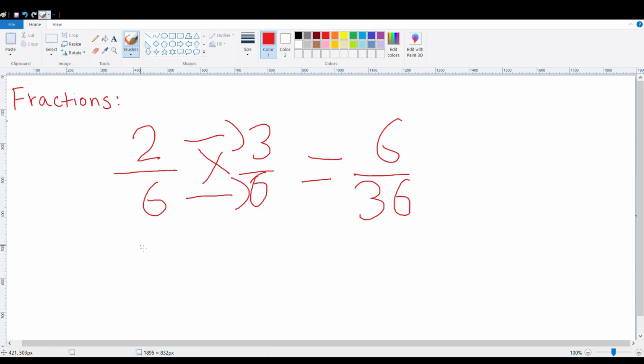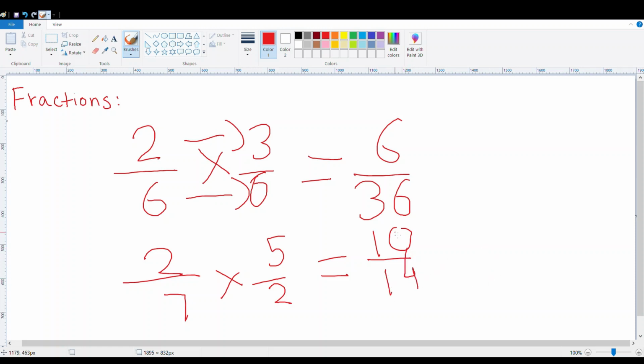And now I'll show you with unlike fractions. So let's have 2 over 7 times 5 over 2. Unlike addition, you don't have to find the LCM and then make common denominators. You can simply multiply them just like I showed in this example. So we have 10 over 14. Sorry for the bad handwriting because I'm not good at writing on a draw pad. So this is how you multiply.